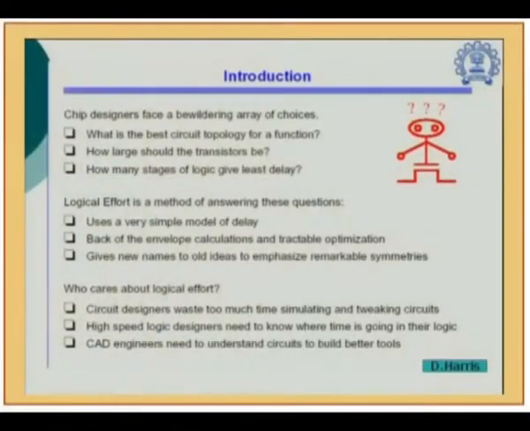This is what I took from Harris, as I said. Circuit designers waste too much time simulating and tweaking the circuits. High-speed logic designers need to know where time is going in their logic, which part is actually having the maximum delay. And CAD engineers need to understand circuits better to build better tools. Okay. So in all, this is an introduction to say why logical effort.